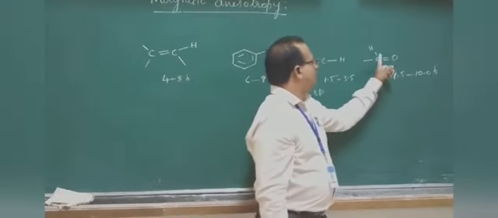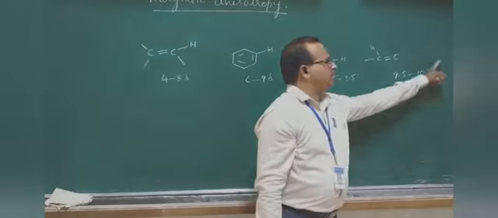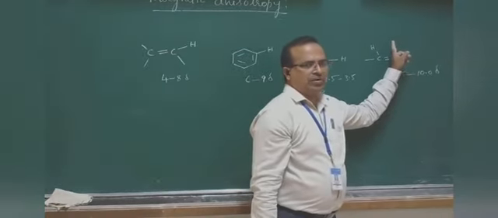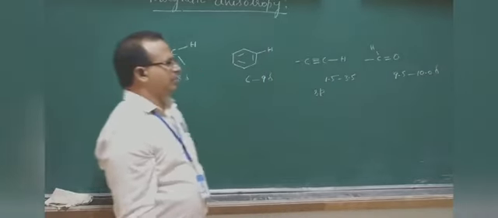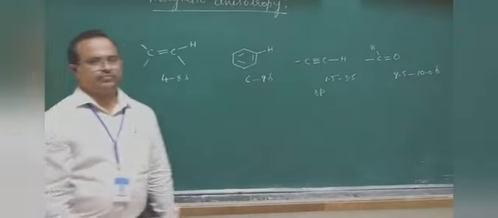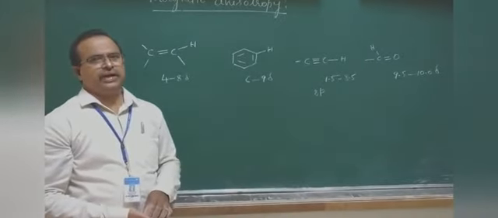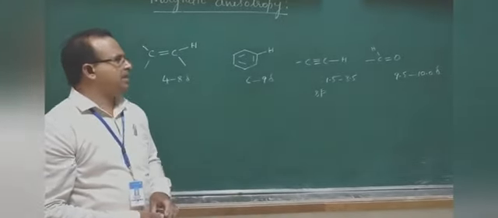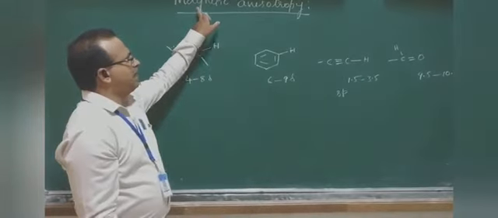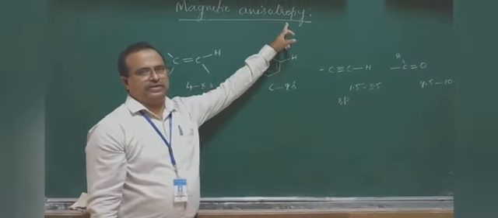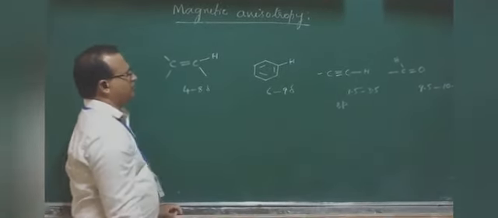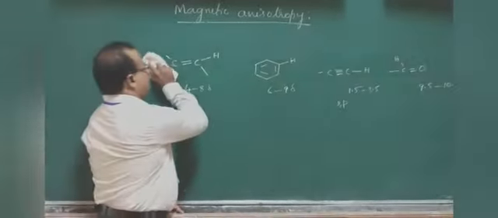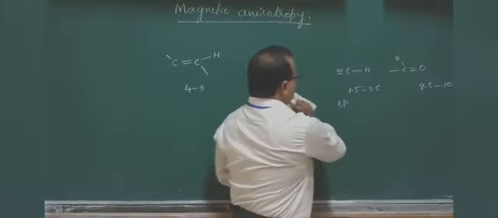And for aldehyde protons, the aldehyde protons are highly de-shielded. The chemical shift values are more than 9, or about 9 to 10 delta. So these chemical shift values can be explained by the effect that is known as magnetic anisotropic effect. We will discuss one by one the magnetic anisotropic effects of all these compounds. First one, we will discuss the magnetic anisotropic effect of olefins.